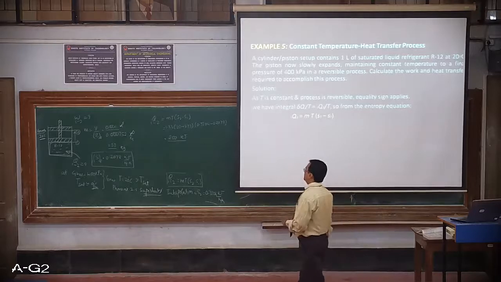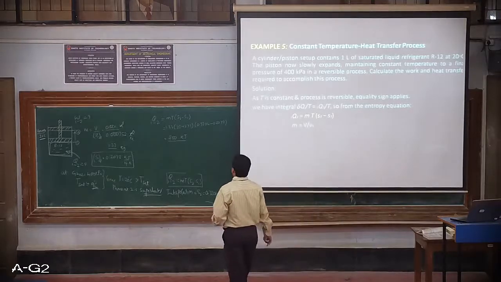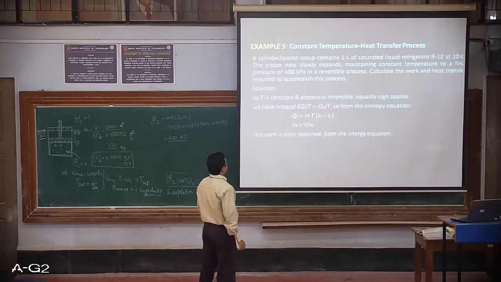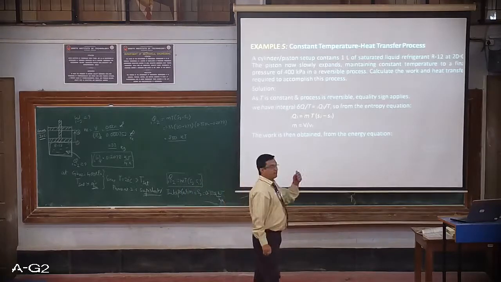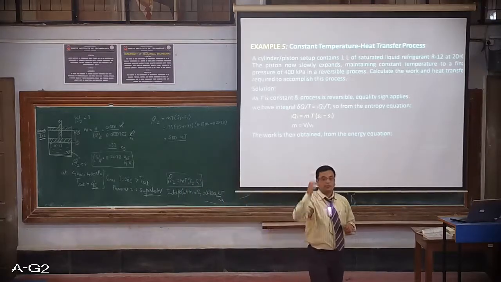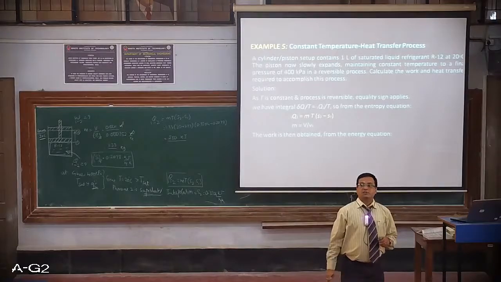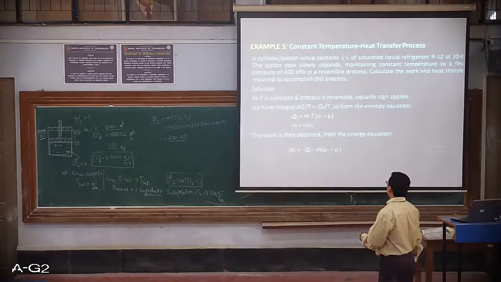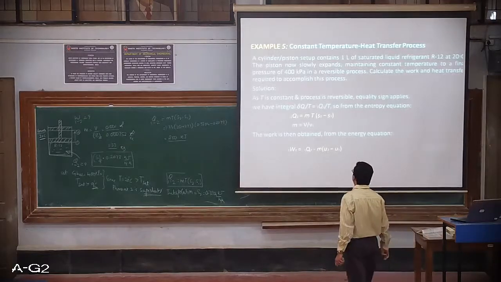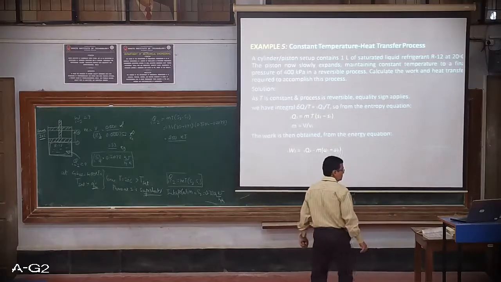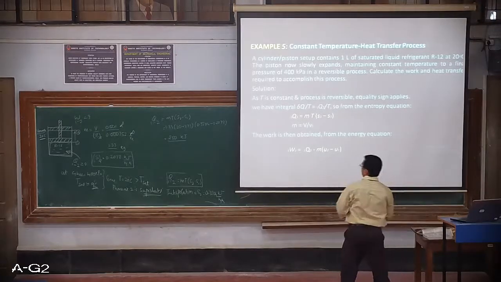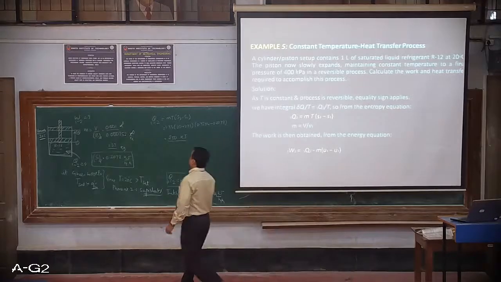But he has asked along with that what is work transfer also. So work transfer is obtained from the energy equation. Here we need to recall the energy equation from first law, which says that W1-2 is equal to Q1-2 minus m(U2 minus U1). So let's see how this equation can be obtained or derived.